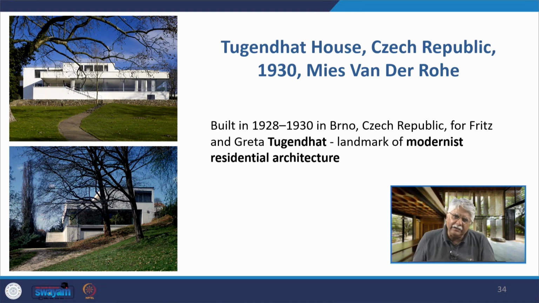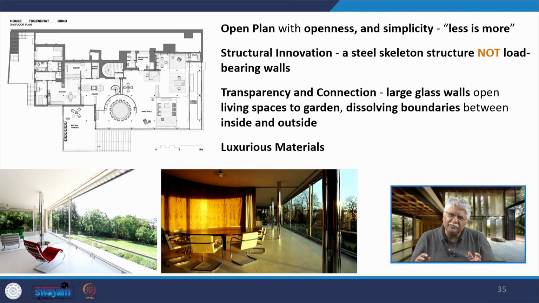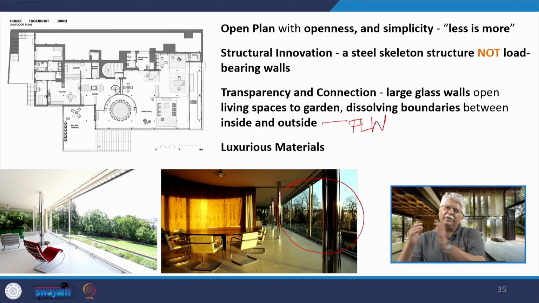Tugendhat House, which we have seen in detail, built in 1928-1930, is a landmark of modernist residential architecture. Open plan with openness and simplicity, Mies' concept of less is more, and structural innovation with a steel skeleton structure, not load bearing walls that had become common in the international style, whether it was the RCC frame or the steel frame. There is transparency and connection with these very large glass walls connecting to the garden, dissolving the boundaries between inside and outside. This is the idea of Frank Lloyd Wright, now appearing in the works of Mies van der Rohe and other modernist architects.